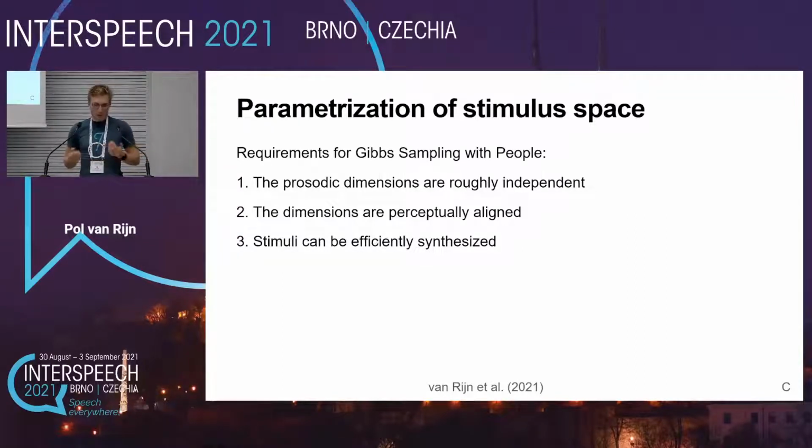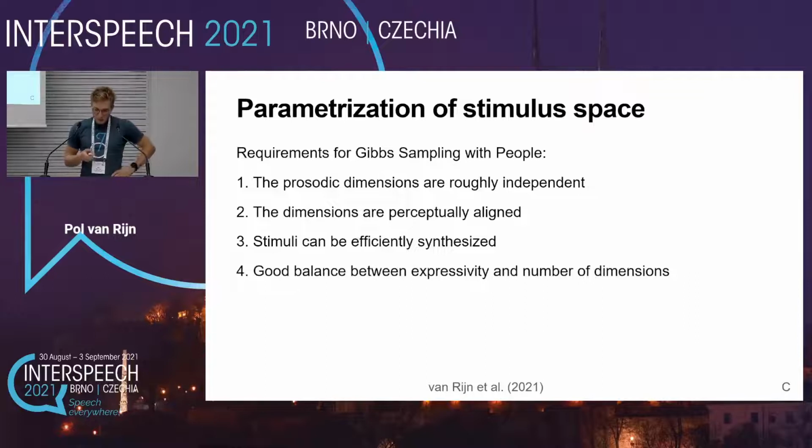Because the experiment is happening in real time, we need to synthesize the stimuli in a reasonable amount of time. And finally, we need a good balance between expressivity and the number of dimensions. So this means that we want a relatively low number of dimensions that capture as large as possible prosodic expressivity.